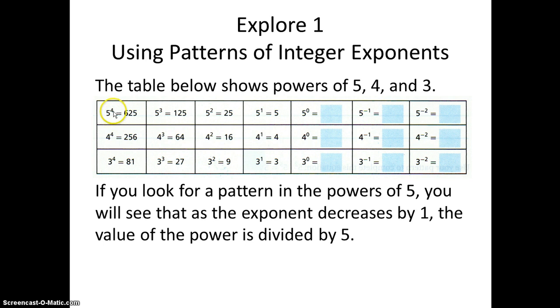So for example, notice that when we decrease this power by 1, so we go from 5 to the power of 4 to 5 to the power of 3, I just take this number here and divide by 5. The pattern continues. When I decrease this exponent by 1, you'll see that this number just gets divided by 5. Same thing here. When this exponent is decreased by 1, the entire power itself is just divided by 5. 25 divided by 5 is 5.